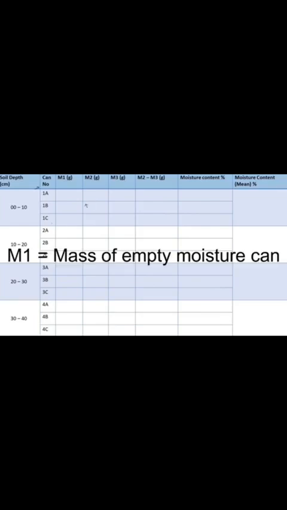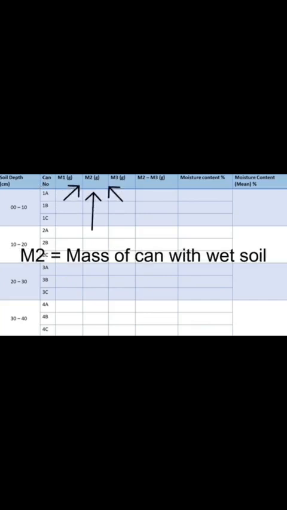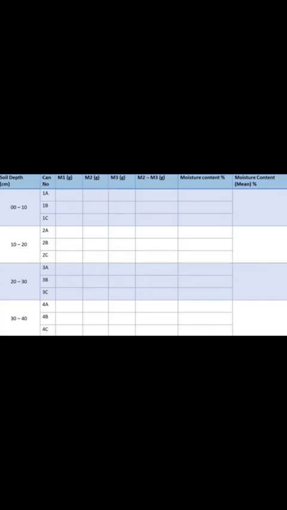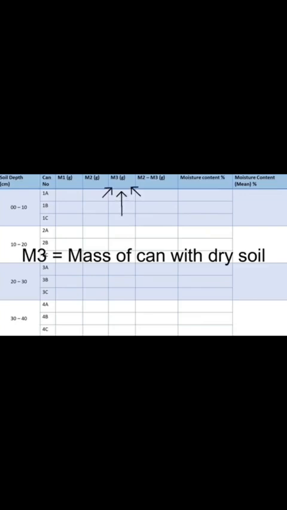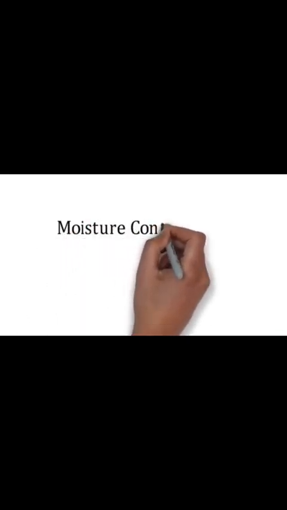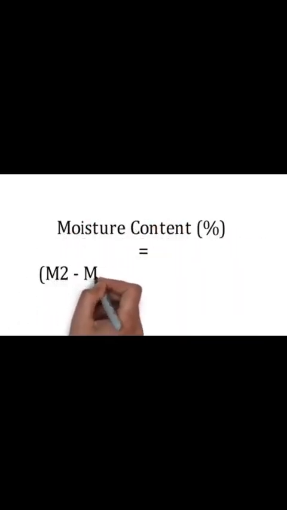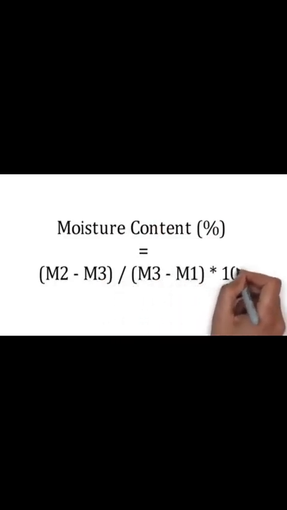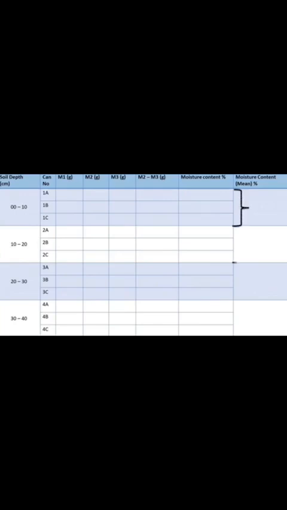M1 is the mass of the empty moisture can. M2 is the mass of the can with wet soil. M3 is the mass of the can with dry soil. The difference between M2 and M3 is the mass of water. The moisture content can be calculated by dividing the difference between M2 and M3 by the difference between M3 and M1, multiplied by 100. For each sample, finally, the moisture content at each depth is calculated by obtaining the mean values of the replicates.